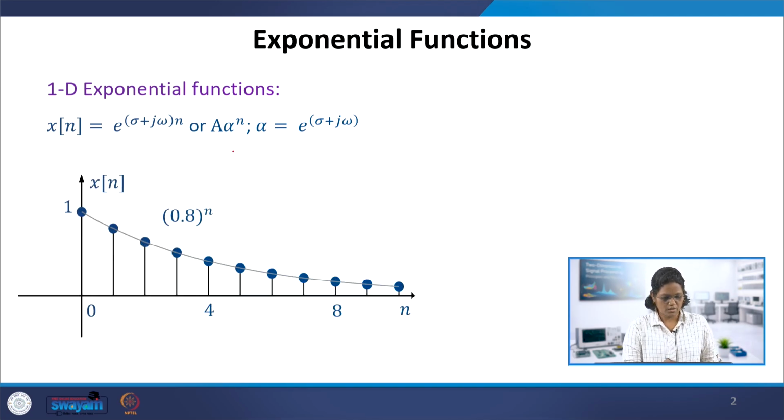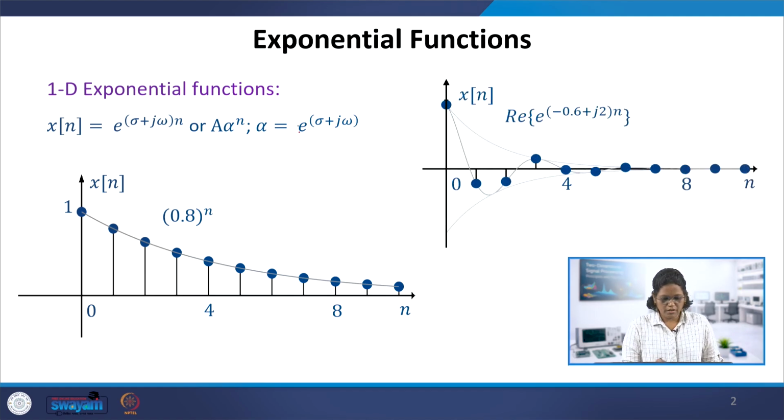So in this 1D function, how do we get the plot? If you plot x of n with only the signal alpha power n, for any value, say 0.8, where alpha is a real value, then because alpha is less than 1, it is going to be a decaying function when we plot it with respect to n. So the 1D exponential function looks like that.